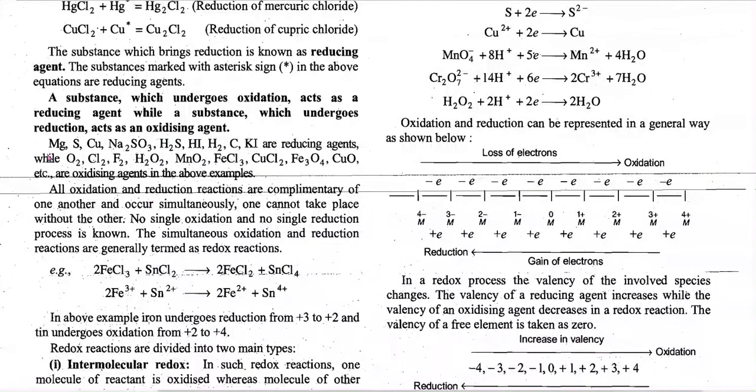Here are some examples like magnesium, sulfur, copper, sodium sulfide, hydrogen sulfide, iodic acid, hydrogen, carbon, potassium iodide. They are very good reducing agents, or they are used as reducing agents, while oxygen, chlorine, fluorine and hydrogen peroxide, MnO2, FeCl3, CuCl2, Fe3O4, CuO, these are examples of oxidizing agents.